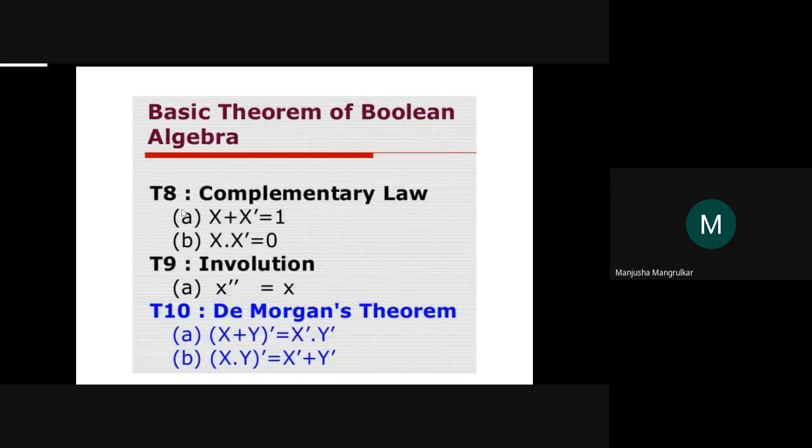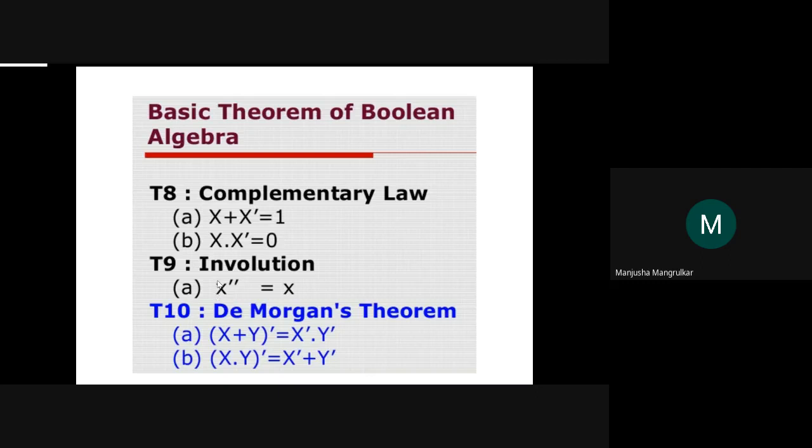Now the complementary law. Here we have used the variable x. We can say x or x complement. Suppose x is equal to 0, so x complement is equal to 1. So 0 ORed with 1, the answer will be 1, right? And x AND x complement is equal to 0. Suppose x is 0 and x complement is 1. So 0 ANDed with 1, the result is 0. So this is the complementary law.